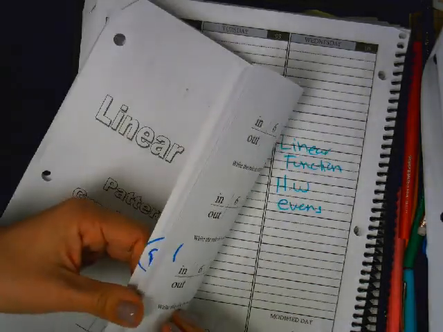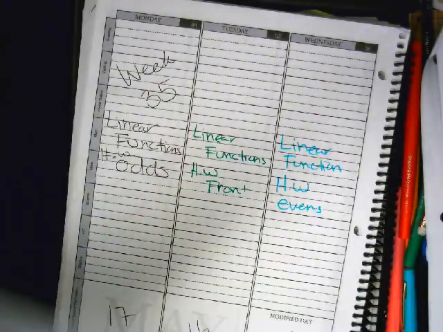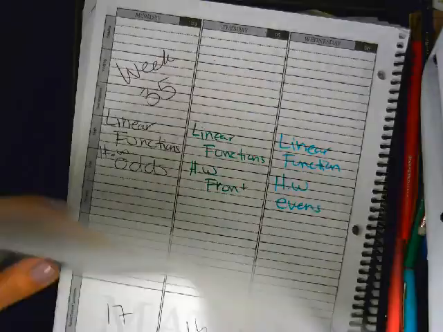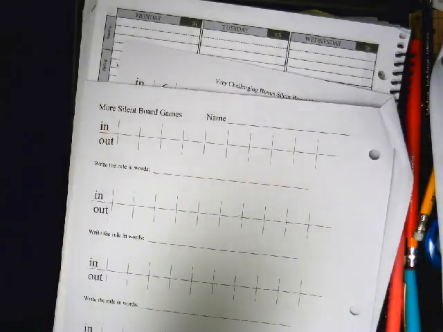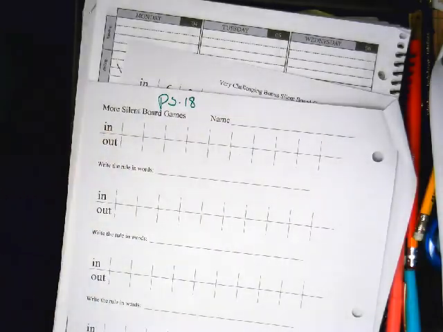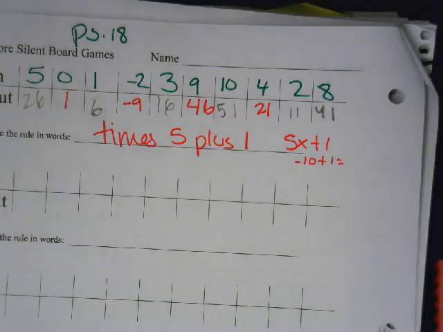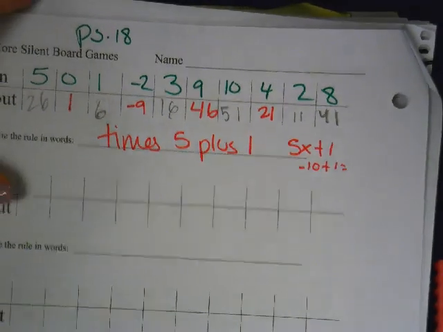All right, let's go to the very back. We're going to start actually on page 18 because we filled up all our silent board games before. So page 18, we're going to do a silent board game with the same numbers. Let me pause the video. So, we got to practice these because they will be on your test.